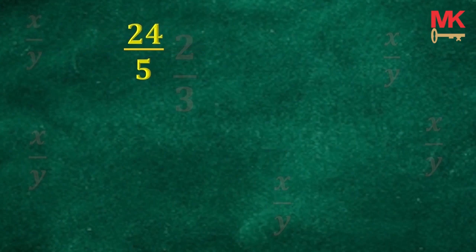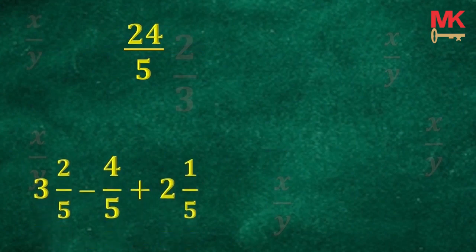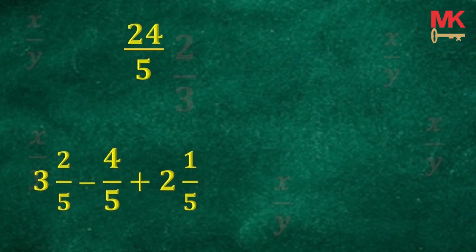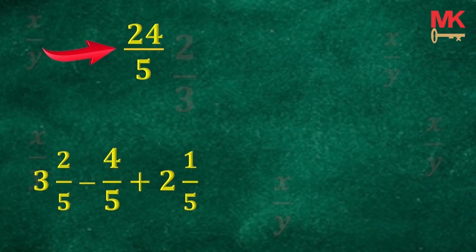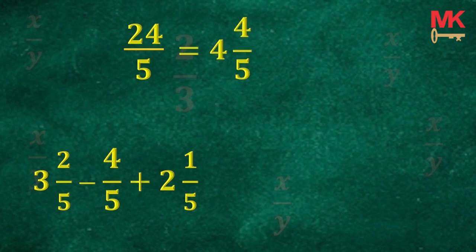Therefore, our original fraction, 3 whole number 2 over 5, take away 4 over 5, plus 2 whole number 1 over 5, becomes 24 over 5, which is also written as 4 whole number 4 over 5 in mixed form. So this is how adding and subtracting fractions with the same denominators could be.